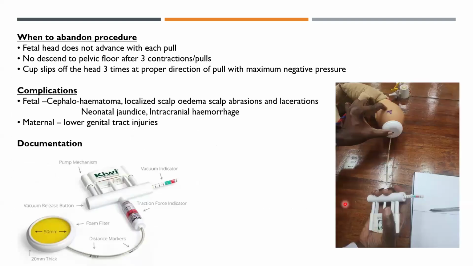When do you abandon the procedure? Sometimes it's important to know when to stop as well. Fetal head does not advance with each pull. You've pulled 3 times, you're seeing no progress, abandon. There is no descent to the pelvic floor after 3 contractions and pulls. If your cup slips off from the head 3 times, then end. Do not continue with the procedure.